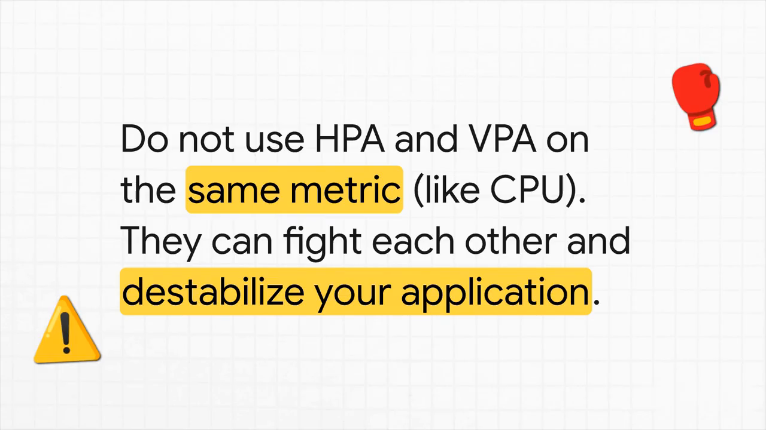Just imagine, HPA sees high CPU and says, we need more pods. At the exact same time, VPA sees high CPU and says, no, we need to give the existing pods more CPU. This creates a conflicting loop that can completely thrash your deployment and destabilize your whole application.